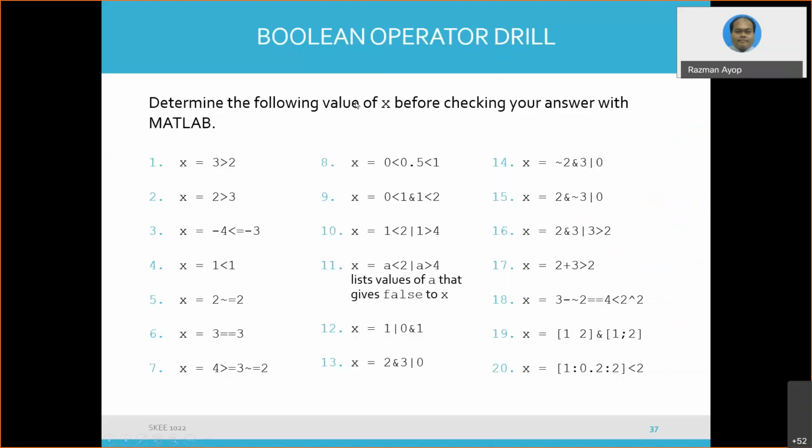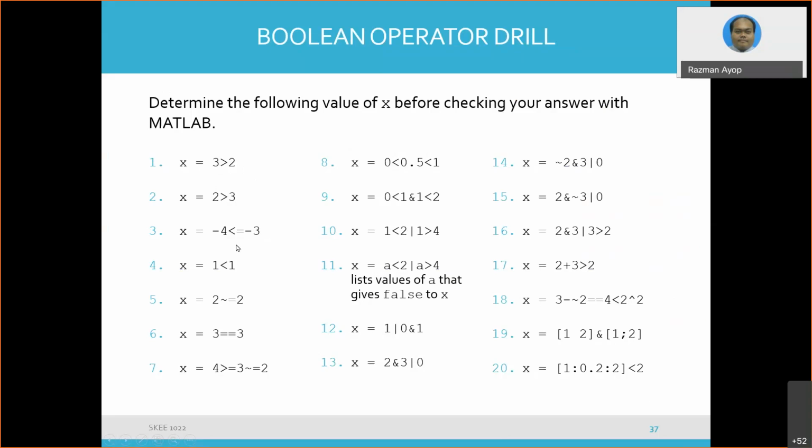Okay, Boolean drill. This is another drill you can try. Of course, x is equal to 3 less than 2. Is 3 less than 2 true or false? 3 is larger than 2, so it is false. How about this? 2 is more than 3. This is true. Is 0 the answer?